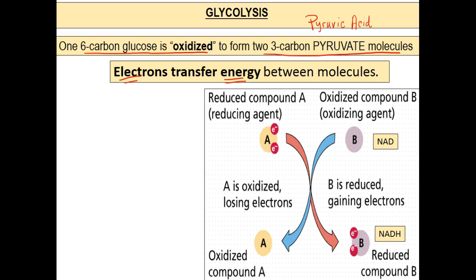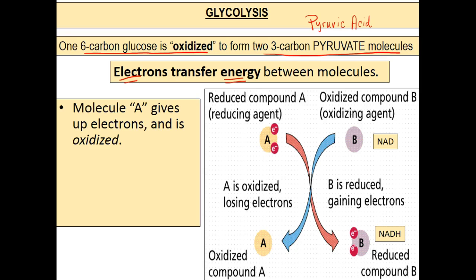Okay, so in this picture, we're looking at molecule A giving up electrons. Molecule A has the electrons. When it has the electrons, it's said to be reduced. When it has lost the electrons, it's oxidized. And so that's what's happening to glucose.